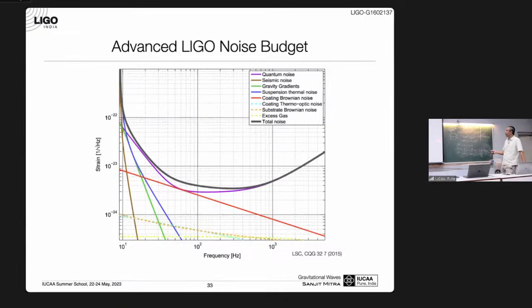Anyway, this is the coating Brownian noise. That is basically the mirror coating, which does the reflection. The coating is very important, and that is a very active area of research. How you choose the coating so that the vibrations of the molecules of the coating material at normal room temperature should not create enough noise that you cannot detect gravitational waves.